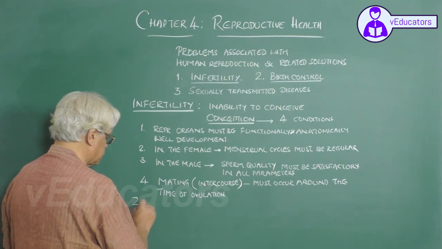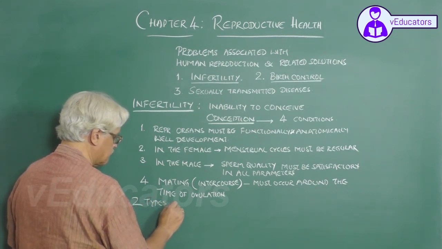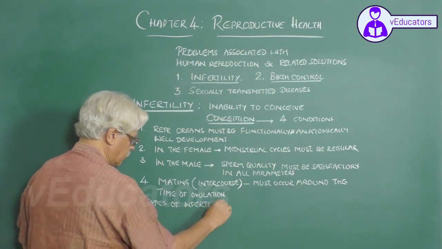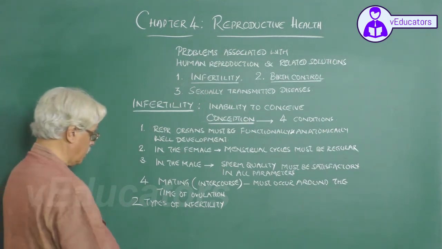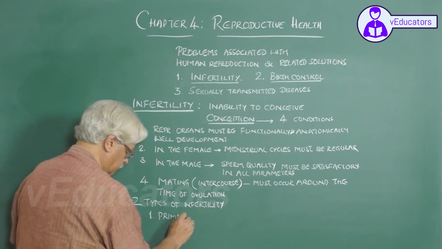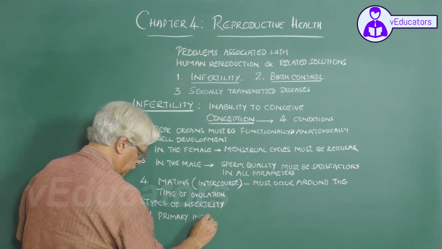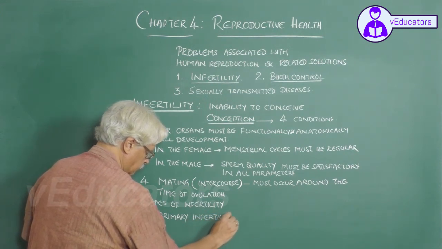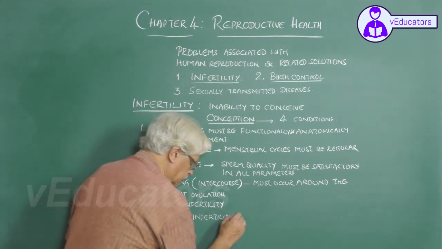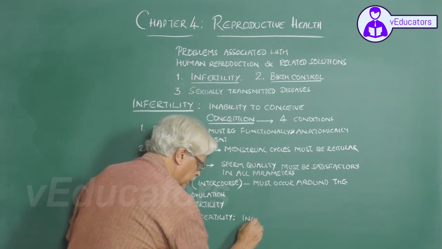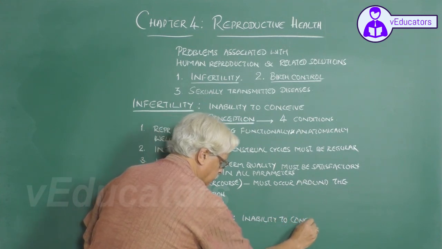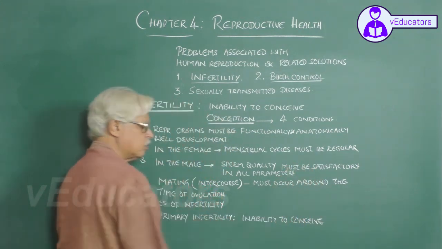There are two types of infertility. One is primary infertility. In primary infertility, it is total inability to conceive.